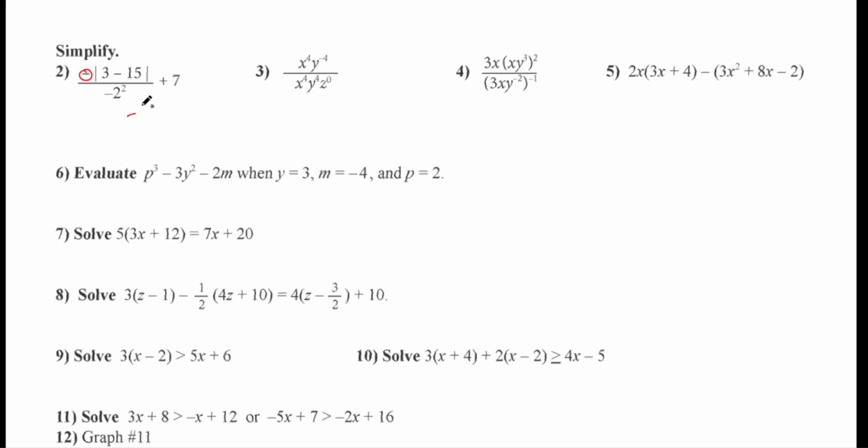All right, so we don't want to do too much in our head. So that part right there on top is going to be negative 12. What about the bottom? Is it going to be a negative 4 or positive 4? It's negative 4 because you're not squaring the negative here. What if it was in parentheses? Then it would be a positive 4. But it's not, so it's just a negative 4.